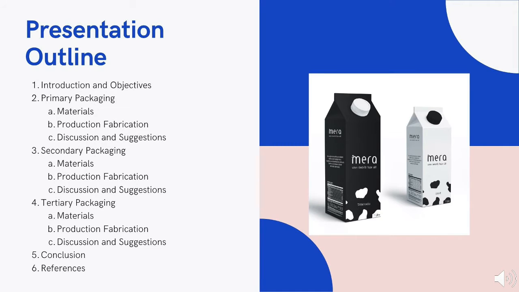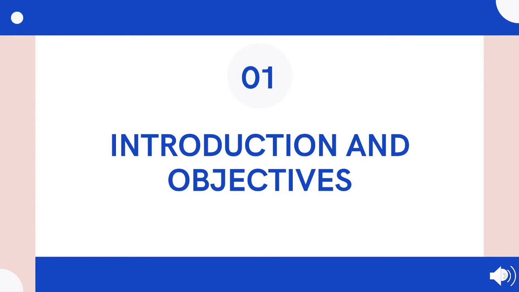So here is the brief outline of our presentation today. We are going to explain the packaging we choose based on the product and three packaging types, which are primary, secondary, and tertiary packaging. Furthermore, the fabrication of these three steps of packaging design will also be explained in detail. First, we're going to start with introduction and objectives.